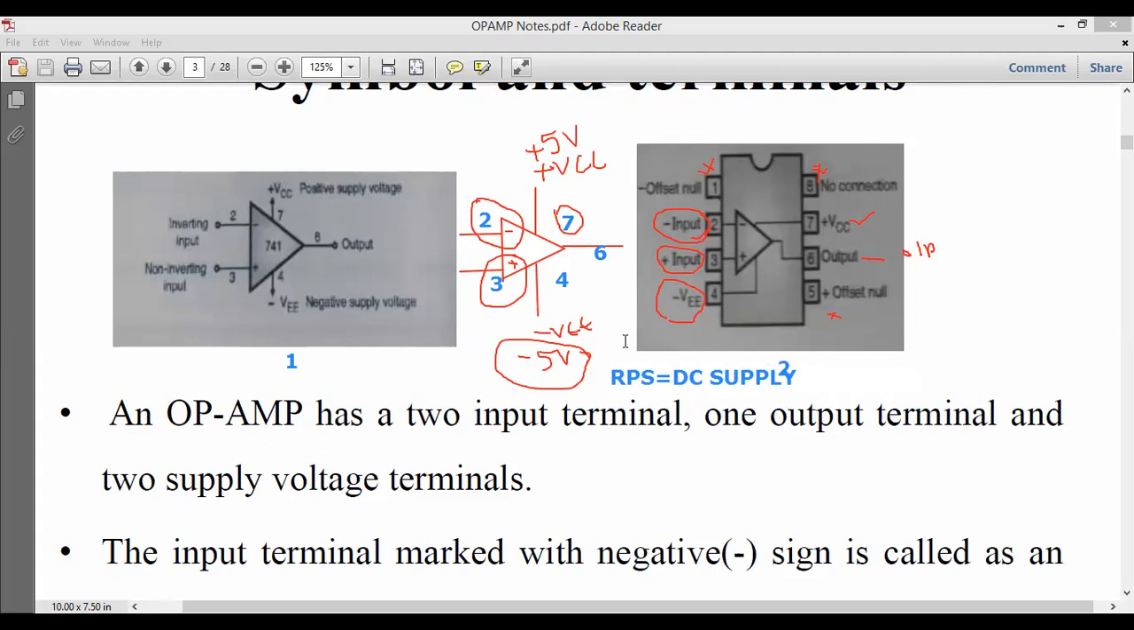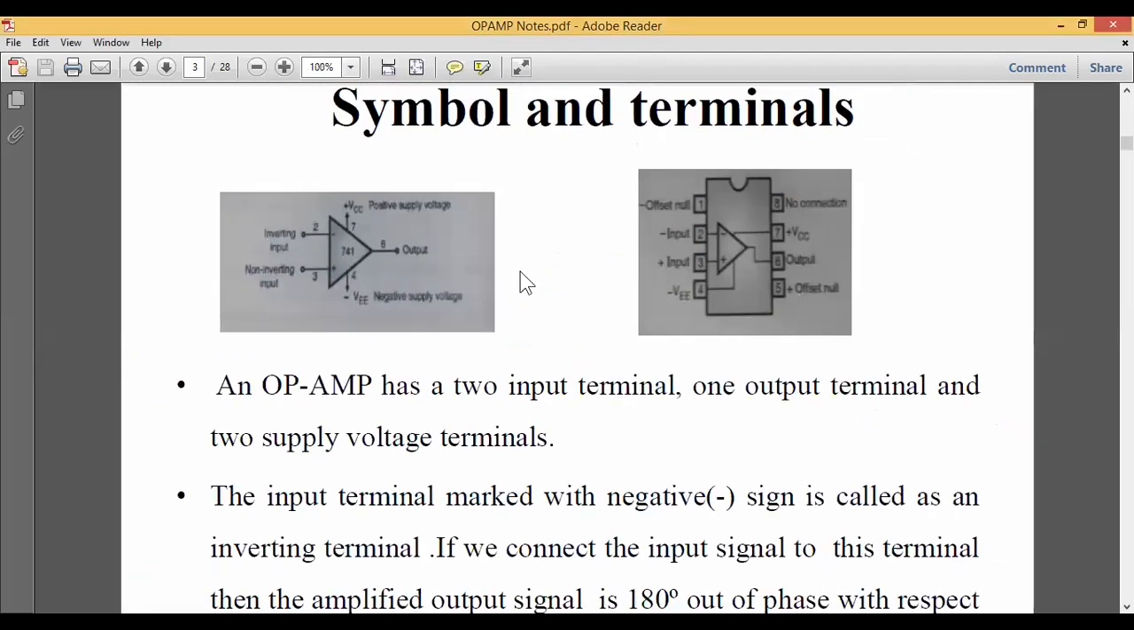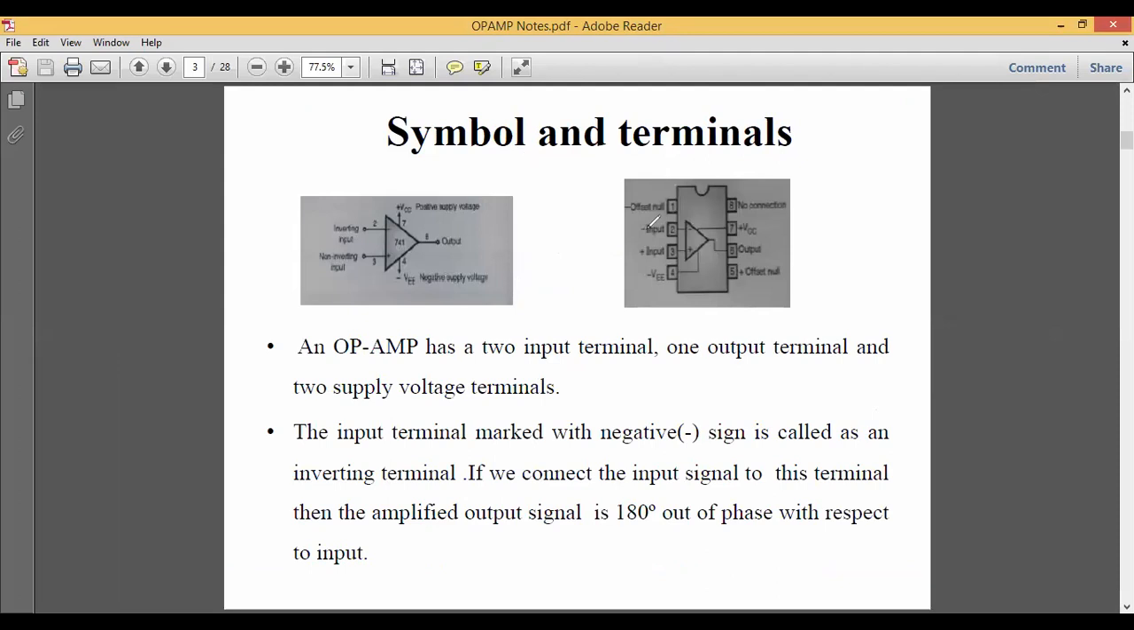We will do it later, but for now, for the explanation point of view, the op amp has two input terminals, your inverting input terminal and the non-inverting input terminal. The minus sign represents the inverting and the plus represents the non-inverting terminal. If I'm giving the input to minus, then your output will be 180 degree out of phase with respect to the input.